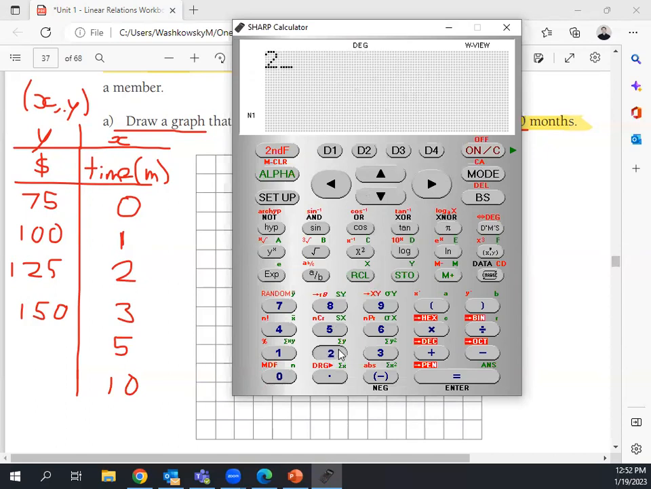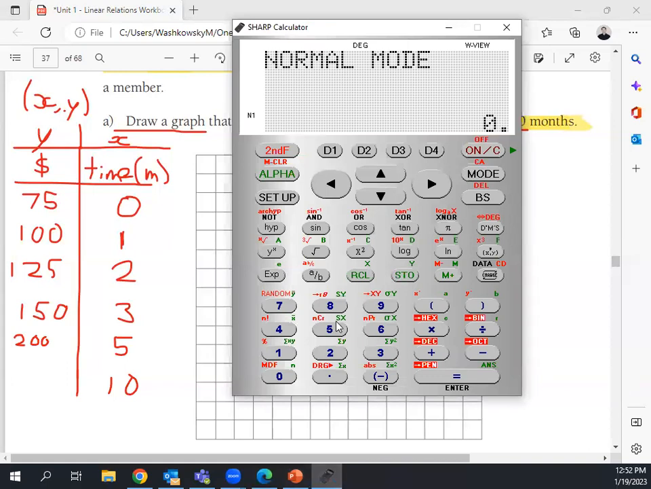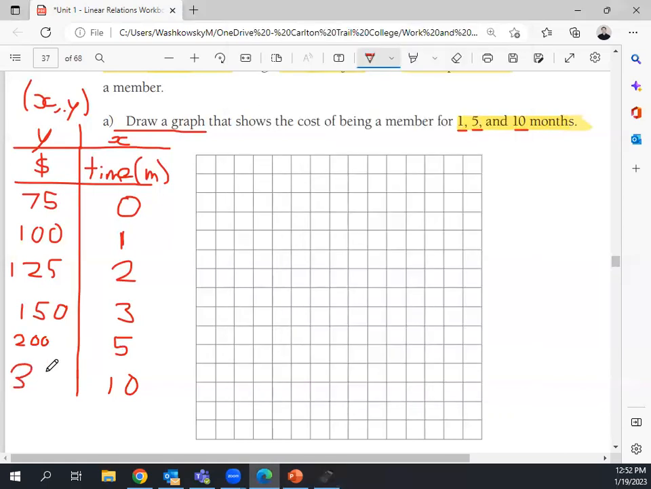So what I want to do is, I know it's $25 per month, and there's 5 months. $125 plus the $75 to join, right? So after 5 months, it's $200. And so after 10 months, again, it's $25 per month. So $25 times the 10 months, plus that $75. The whole thing costs me $325. Cool.